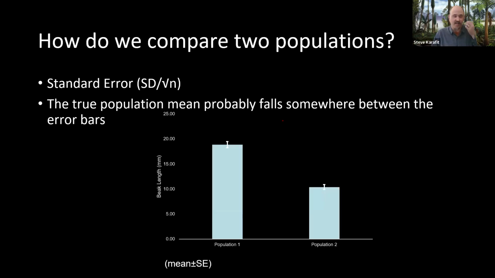All right, so here's a graph then, a column graph. Now, this is a lot like the column graph I showed you before, except now I'm not using standard deviation. When we compare two populations, we're going to use standard error, or SE is the abbreviation for that, standard error of the mean. And the way you calculate that is you divide your standard deviation that you just calculated a little bit ago by the square root of the number of samples.